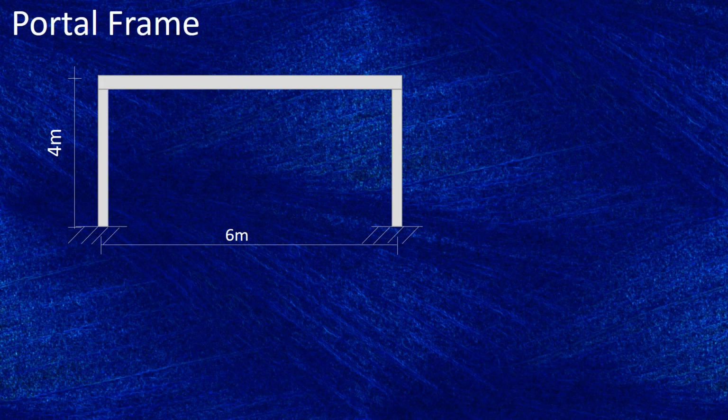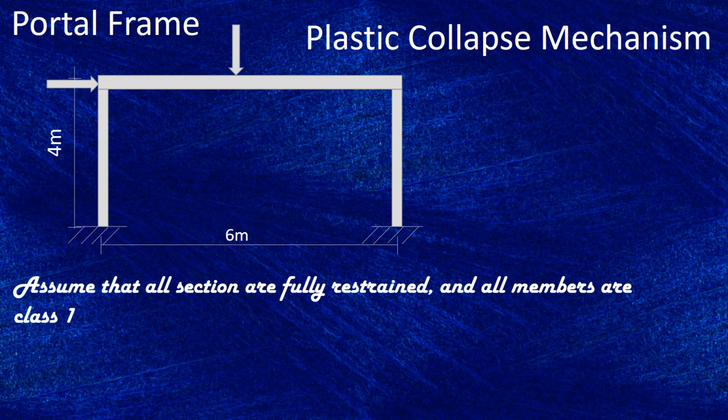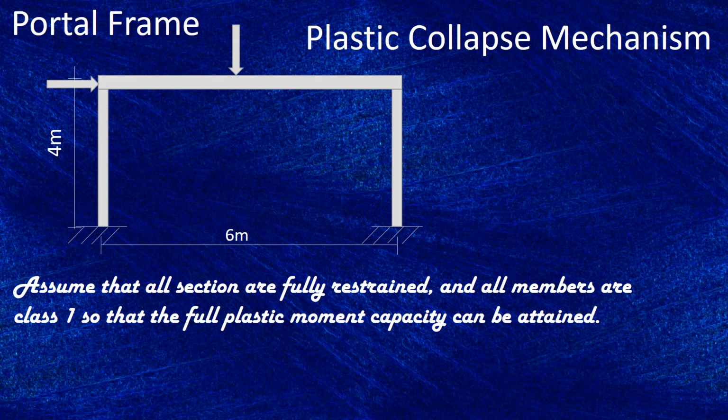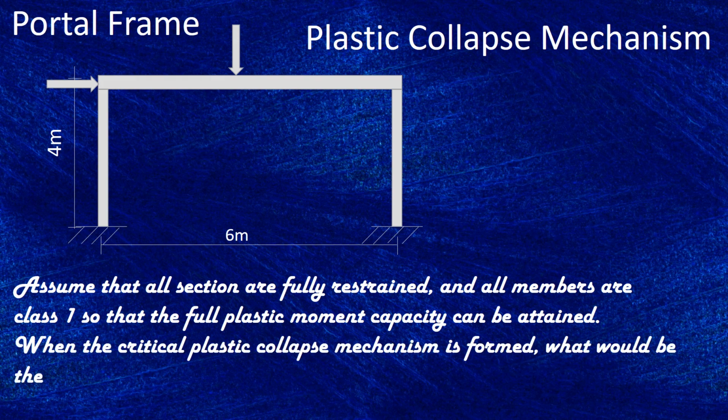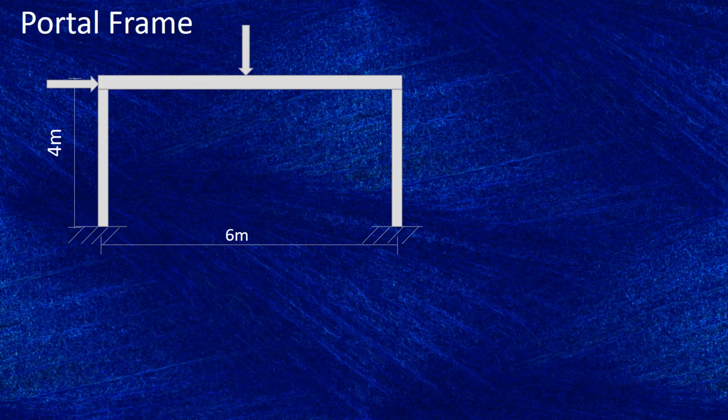Here is a portal frame, a plastic collapse mechanism. We're going to see this in the next few minutes. We are assuming here all sections are fully restrained and all members are class 1, so that the full plastic moment capacity can be attained. When the critical plastic collapse mechanism is formed, what would be the minimum required load W in terms of MP to cause plastic collapse mechanism? And then we compare this with all the other mechanisms that we're going to see.